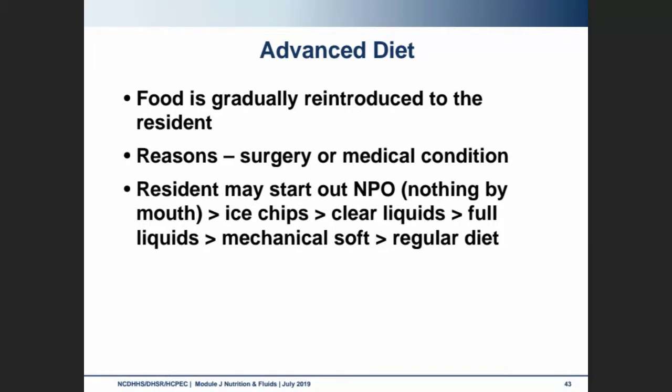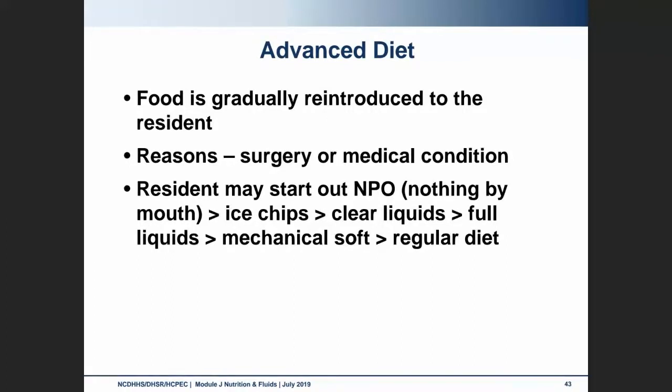We don't go through these phases fast. I don't give someone ice chips, and then if they do well, 10 minutes later give them clear liquids, 10 minutes later, full. It's a process. It takes a little time. We don't want to rush it. And if we get to, say, the full liquids, we give those a try and we get some nausea, we may back down to the clear liquids and spend a little more time there before advancing to those full liquids again.